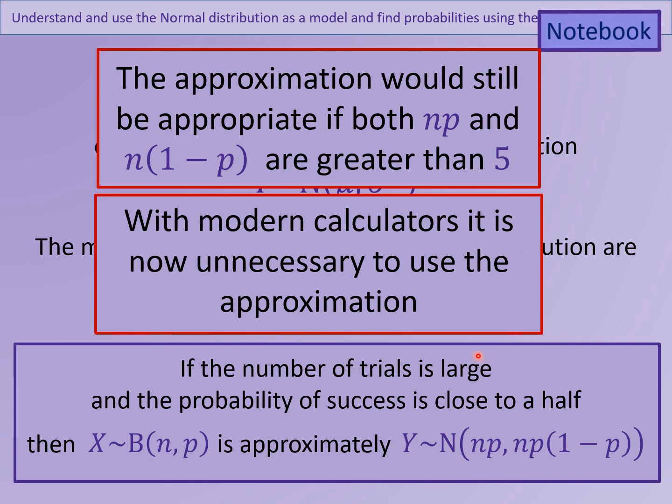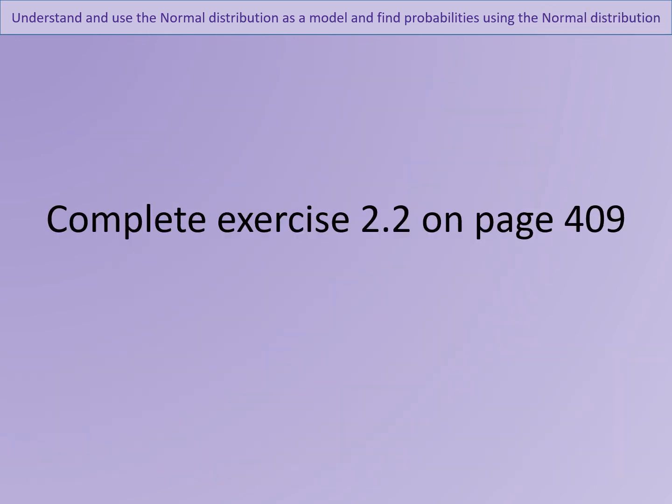But nowadays, as I said earlier on, modern calculators make the whole process unnecessary. So the only thing that an examiner might ask you to do is either a bit of converting like this, or more likely ask you a question about it like this. Is it appropriate to use a normal distribution approximation? Right, what I'd like to do is just have a quick go on exercise 2.2. It's not a very big exercise. It just allows you to do some converting between binomial and normal.